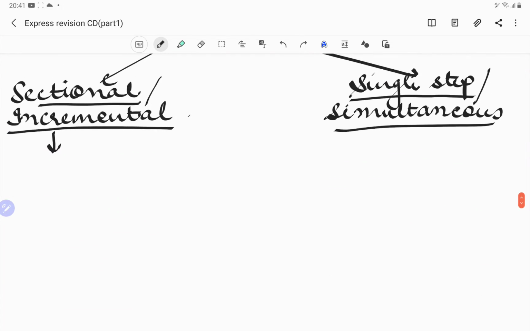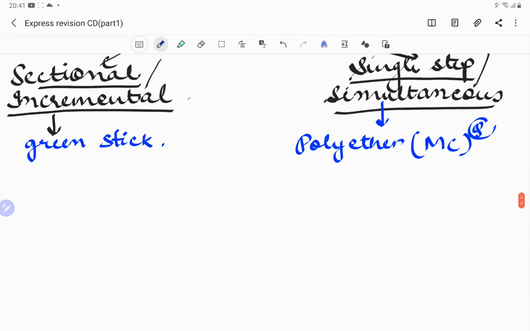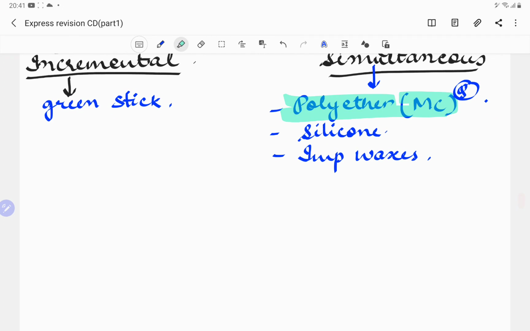Right. So for sectional or incremental, the material which we take is the green stick, which we do in clinical practice. For single or simultaneous, the most common material is the polyether. Polyether is the most common material which we take. Also for a single impression we can use silicone impression materials, and we can also use impression waxes. But if they are asking about the most common, then we have to again go for the polyether, right?